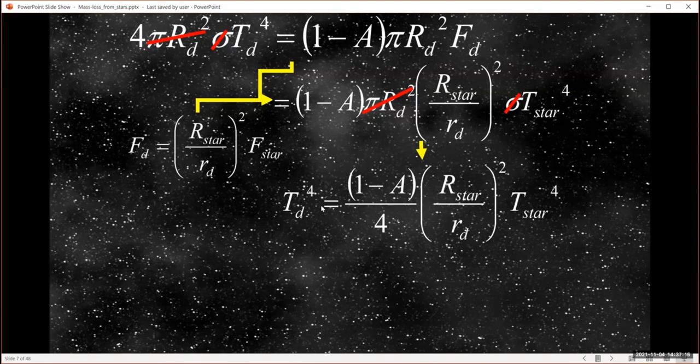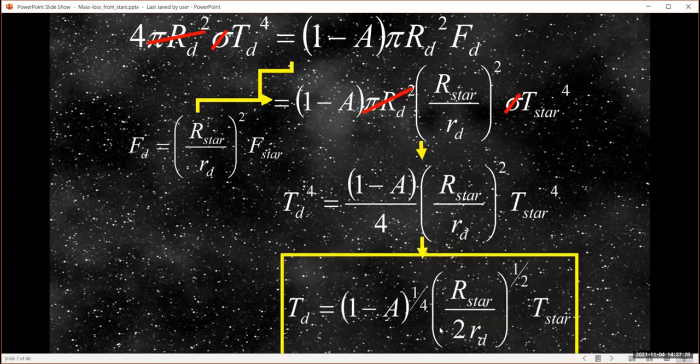So I've got TD to the 4 equals 1 minus A over 4 times R star over RD, all squared, times T star to the 4. And obviously we're going to want to take the 4th root of that. So now we end up with this relationship. The temperature of a dust grain is given by 1 minus the albedo to the 1/4, the 4th root, times the square root of the radius of the star over 2 times the distance of the dust grain, times the temperature of the star. We use this for planets, we use this for asteroids, we use this for dust grains.